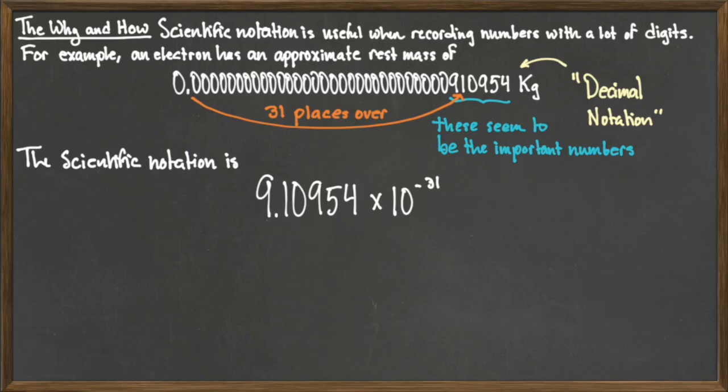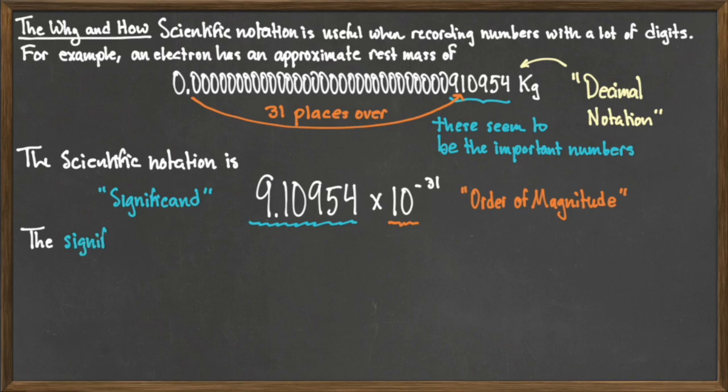So even though this value is very small and has a lot of zeros, it again seems that the numbers beginning at 9 are the important ones, and that 10 to the power of minus 31 seems to be counting the number of decimal places we had to move in order to reach these values. So that's all what scientific notation is recording. The value here is known as the significand, and the 10 to some power is called the order of magnitude.